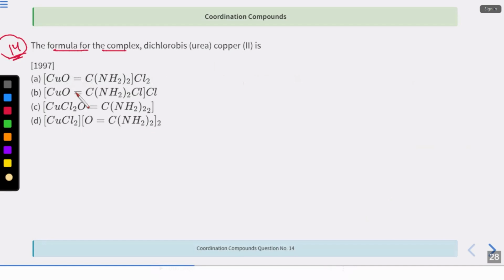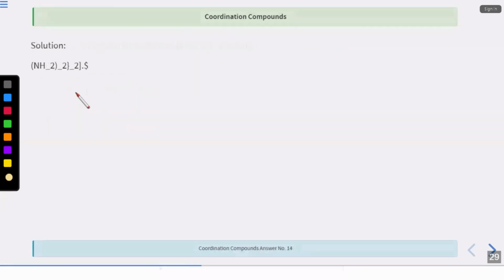The formula for the complex dichlorobis urea copper 2 is what? So firstly, bis. Bis means 2. So it is saying copper 2, which means the oxidation state of copper is plus 2 in this coordination compound.